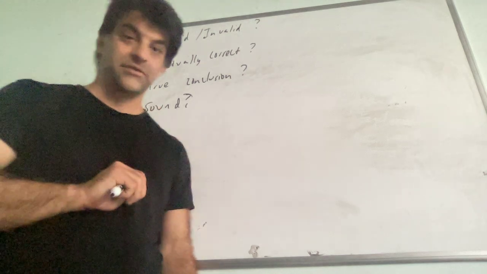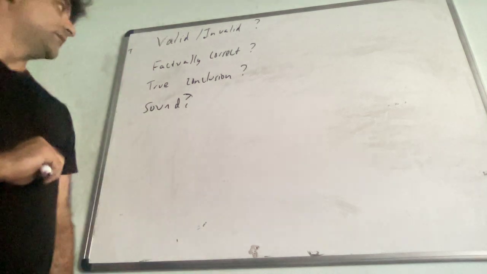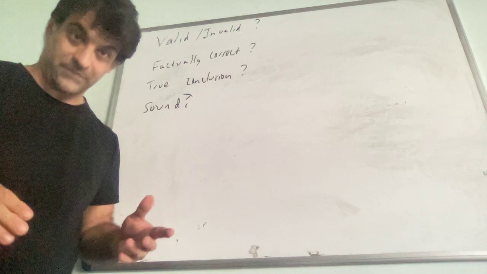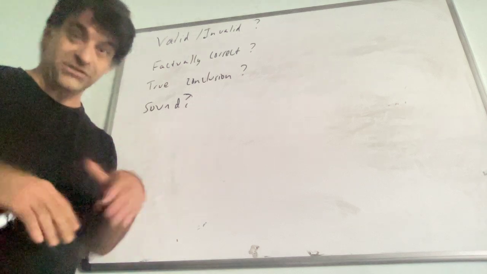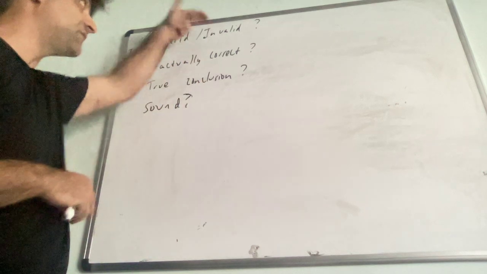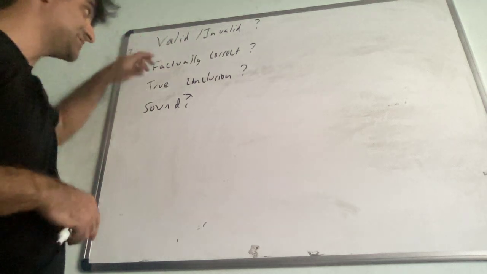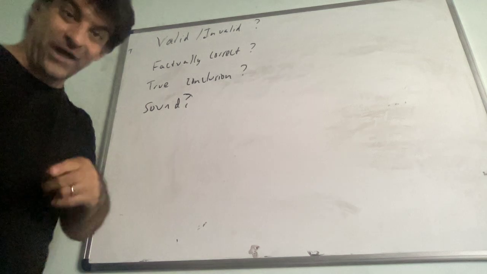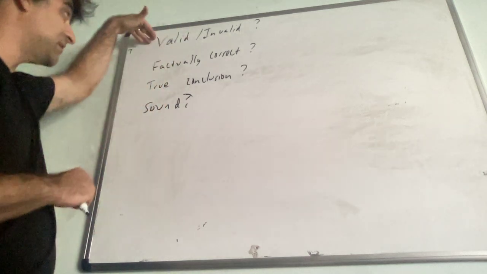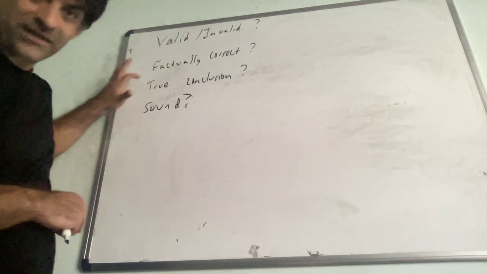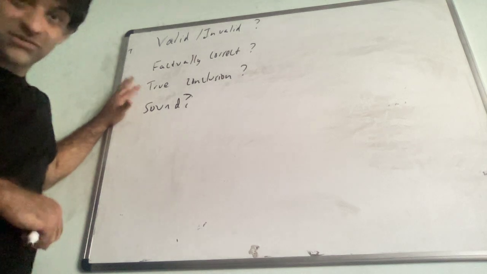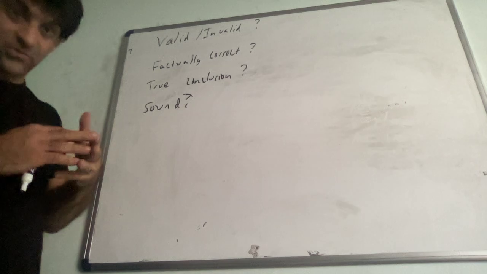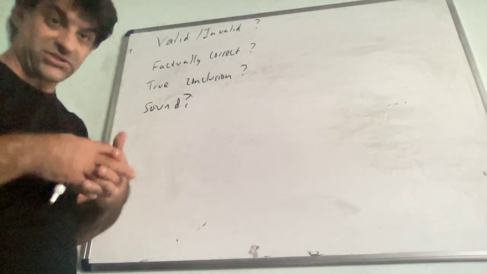Okay? There's a separate question about whether the conclusion is true. Because, for example, you could have an invalid argument with true premises and a false conclusion. Right? You can't have a valid argument that's also factually correct that has a false conclusion. It has to have a true conclusion. That's the only thing that's forced. So, but mostly these questions are independent.